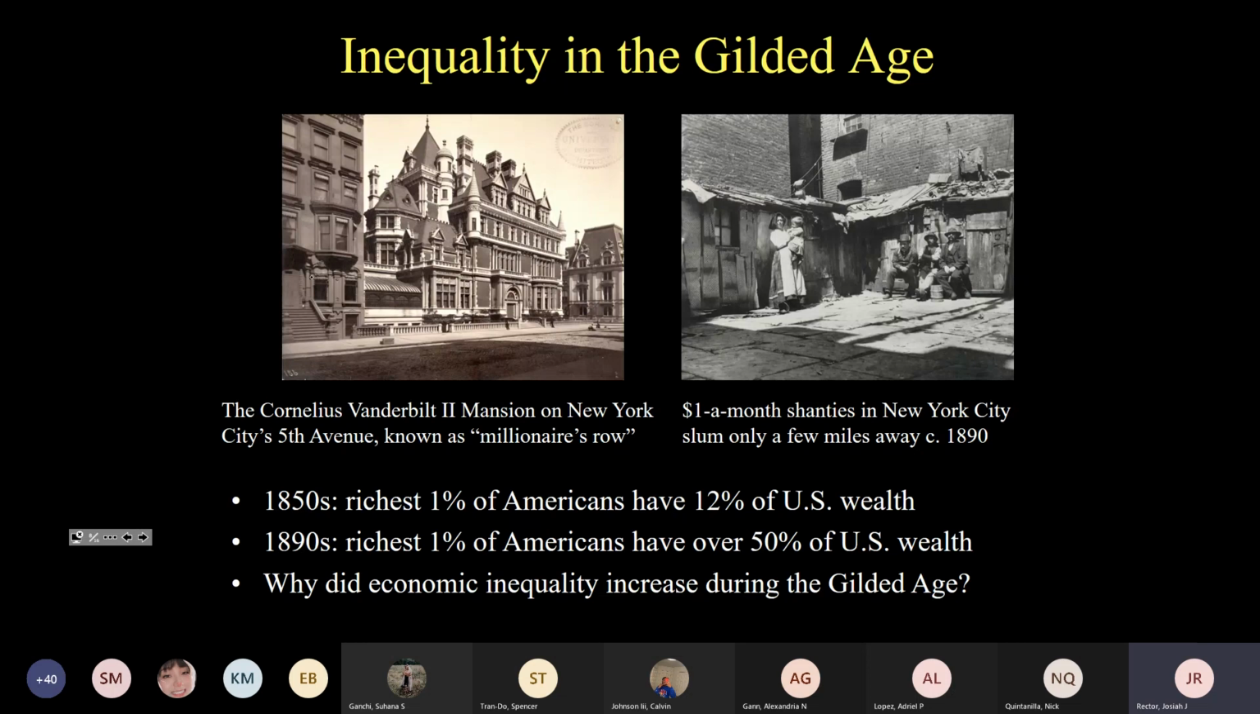One economic historian has estimated that in the 1850s, the richest 1% of Americans had about 12% of US wealth. But by the 1890s, the richest 1% of Americans had over 50% of US wealth. So why do you think economic inequality increased during the Gilded Age? How can you go from the richest 1% controlling 12% to over 50% in just a few decades?